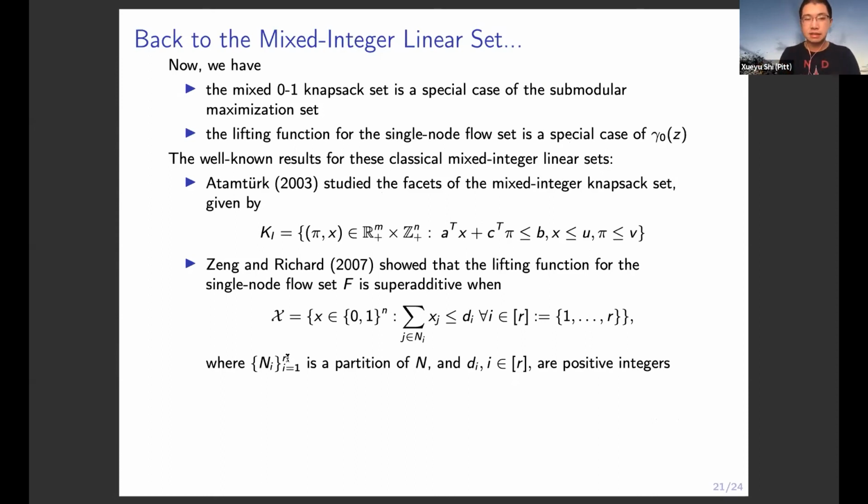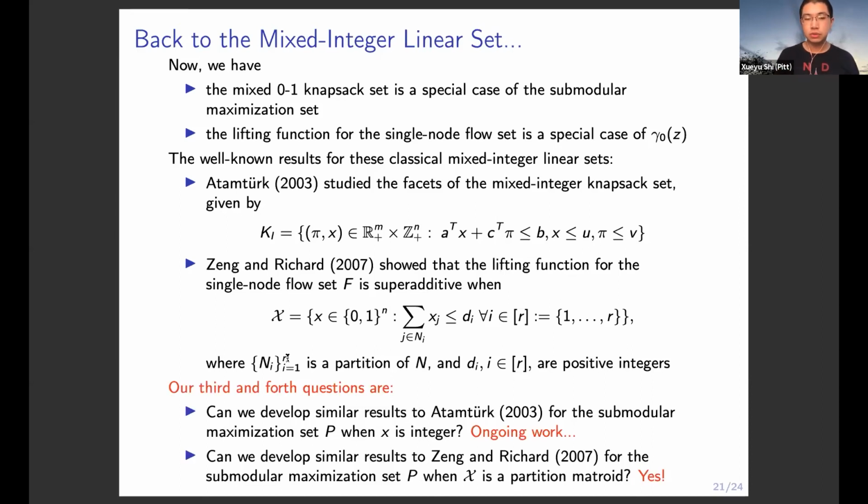So for example, Atamturk studied the facets for the mixed integer knapsack by considering general integer x, and also the dimension of the continuous variables becomes m. The other example is when the feasible region X is a partition matroid, that is, X involves multiple disjoint cardinality constraints, Zeng and Richard show that the lifting function for the single node flow set is also superactive. So therefore, our question is, can we develop similar results to Atamturk for the submodular maximization set when X is a general integer? Also, can we develop similar results to Zeng and Richard for the submodular maximization set when the feasible region X is a partition matroid? And the answer is yes for this lifting.